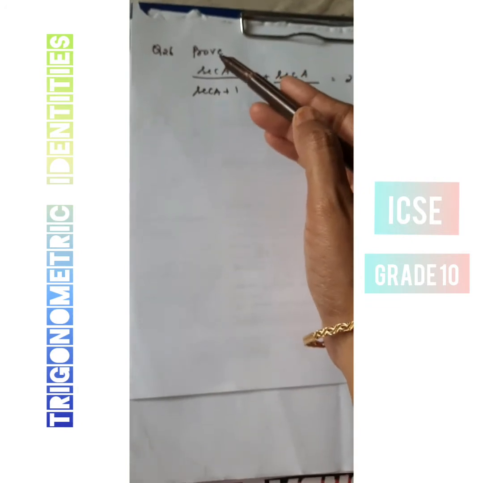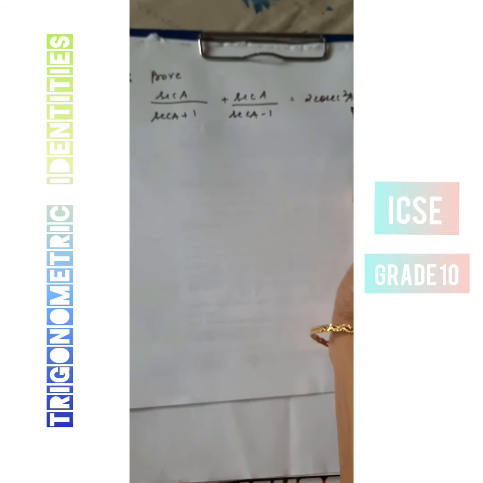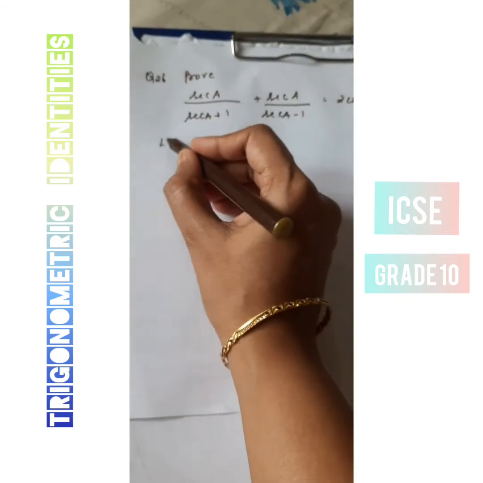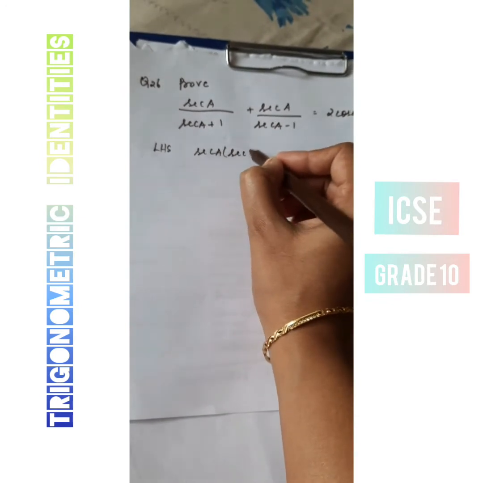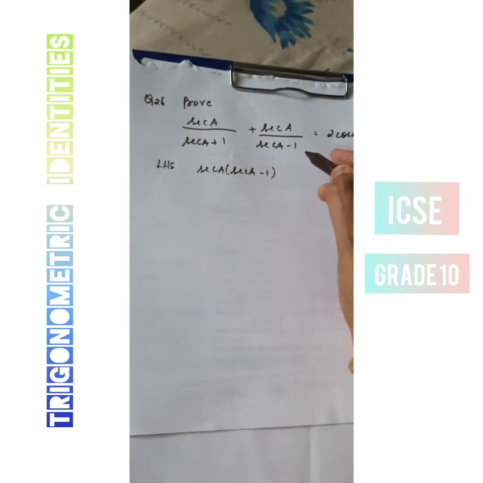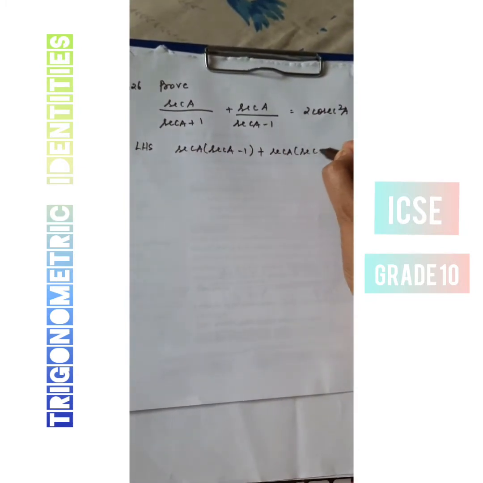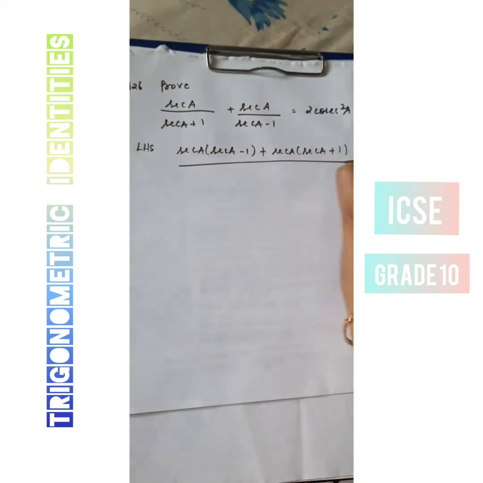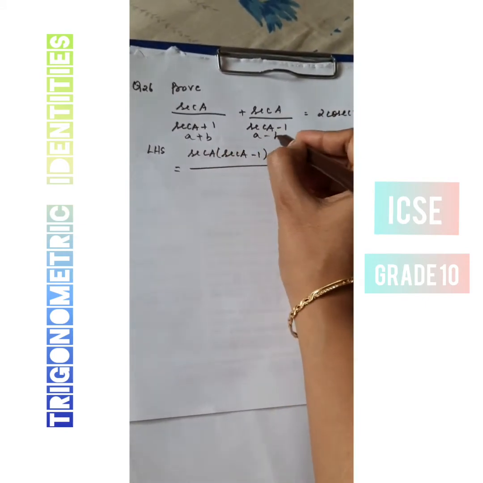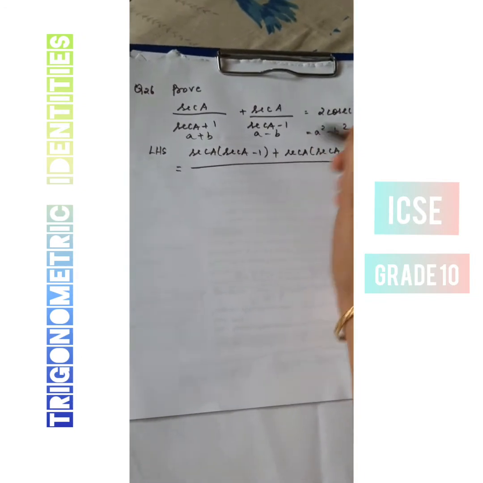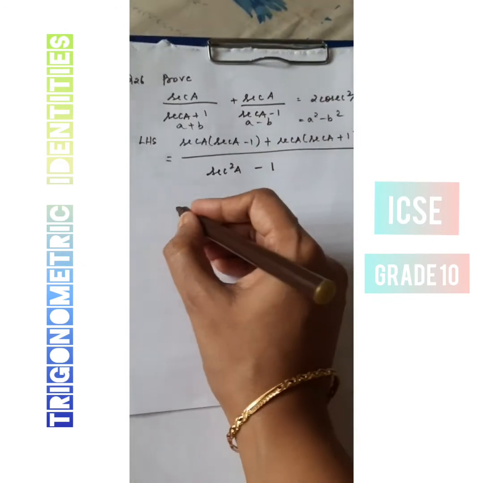Next, 26: prove secant a by secant a plus 1 plus secant a by secant a minus 1 equals 2 cosecant square a. Just by taking the LHS LCM, secant square a, we can do it directly, or we can add one more step to add the details. Each step will actually have some quarter marks, so let's detail it out step by step, not to lose any marks.